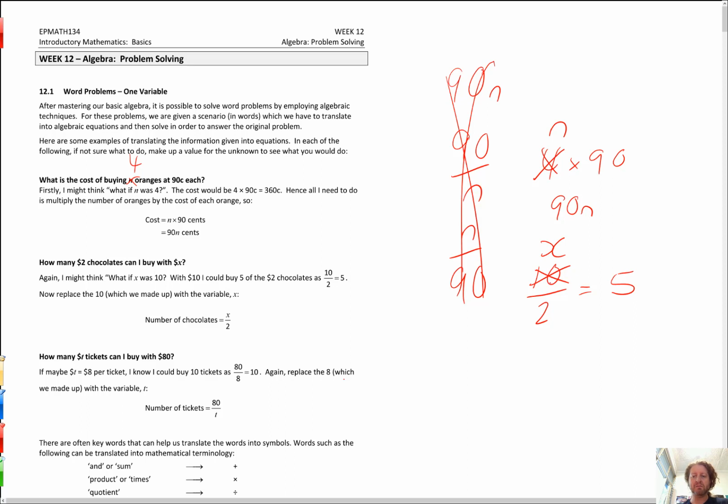So it must have been X on 2 must be my answer. How many chocolates can I buy? The amount of money I've got divided by 2. Yep, X on 2. The third one here, we've got how many $2 tickets can I buy with $80? I can see that I'm really asking how many T's are there in 80, so 80 divided by T makes sense to me. But okay, if it didn't, I would just say, well, again, make up a number.